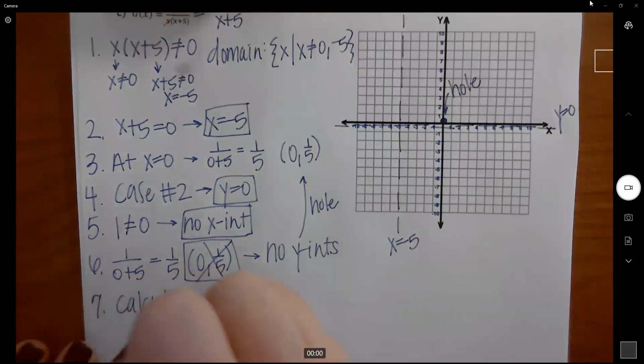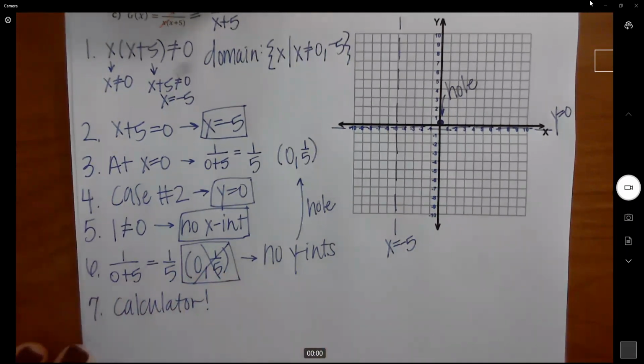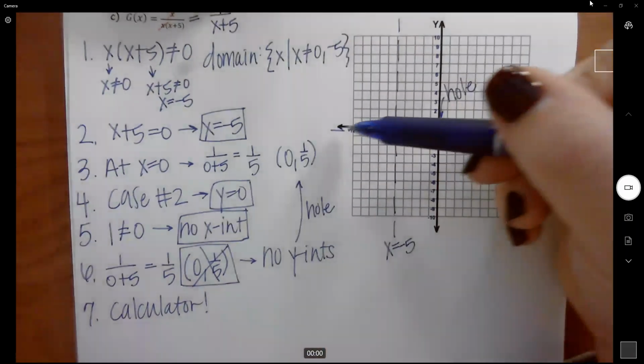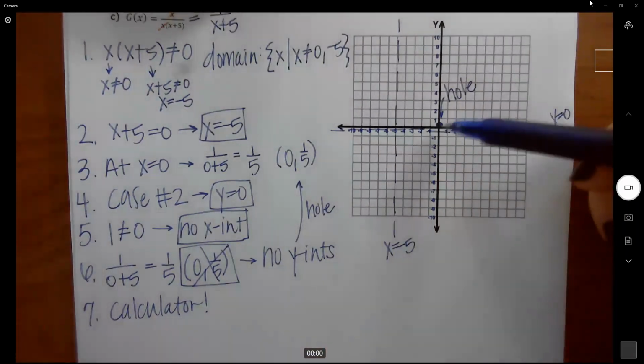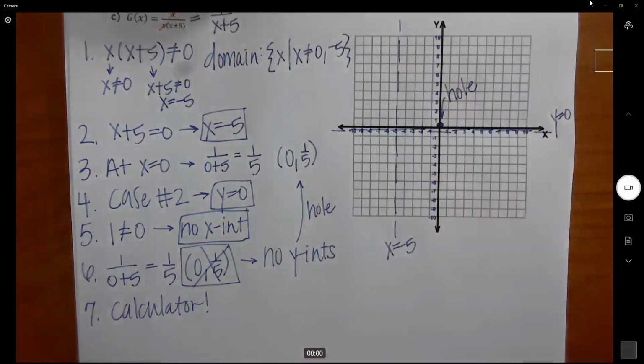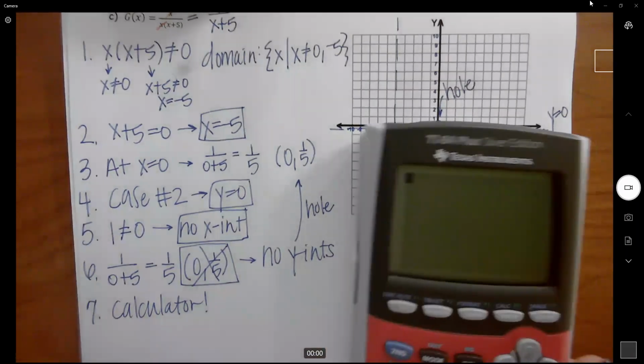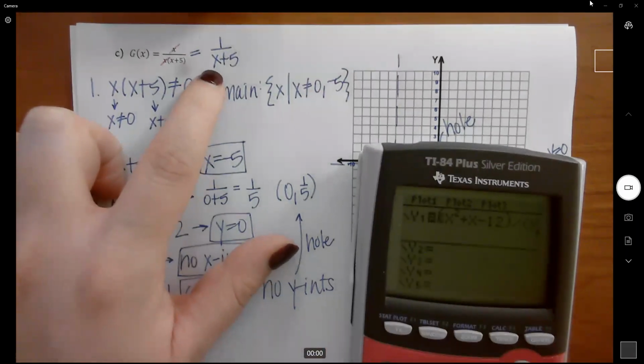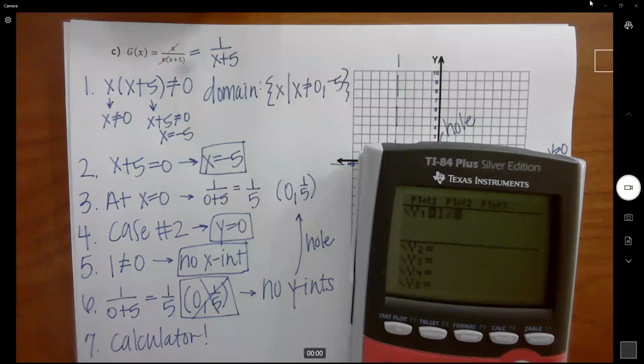Okay, and now we need the calculator. We have our vertical asymptote, we have our horizontal asymptote, and we know where our hole is. So then put this in to fill in the gaps. I'm going to put in my simplified version. So 1 divided by parentheses x plus 5 and graph it.